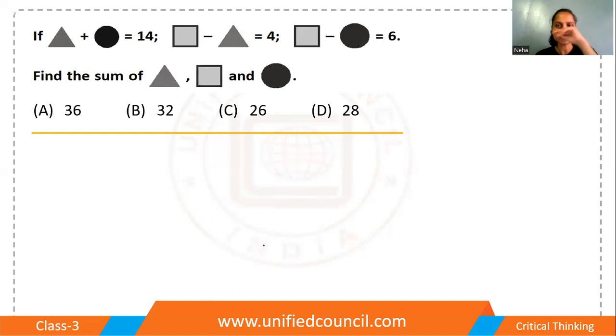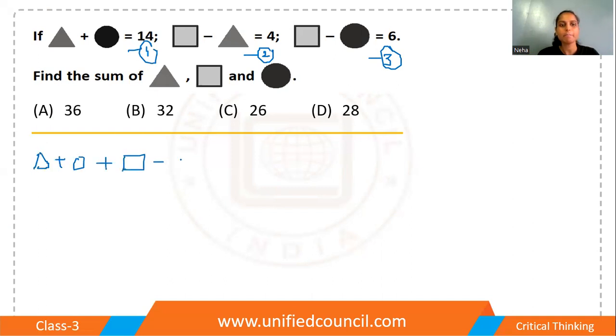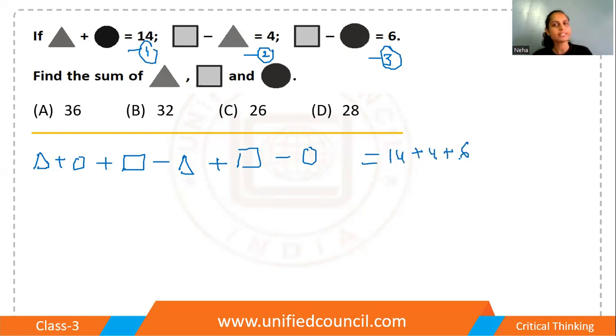Alright. So this is nothing but one triangle plus one circle is equal to 14. Let's suppose this is our equation 1, this is our equation 2, and this is our equation 3. So basically we can add these all, right? If I add these all 3 statements, it becomes triangle plus circle plus square minus triangle plus square minus circle, equal to 14 plus 4 plus 6. Left hand side part I have to add separately, right hand side part I have to write separately.